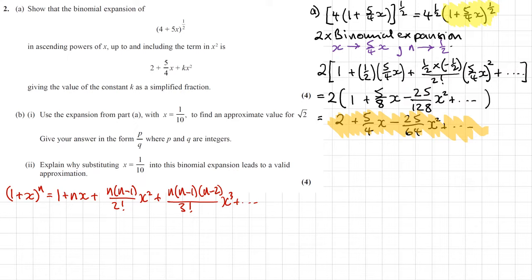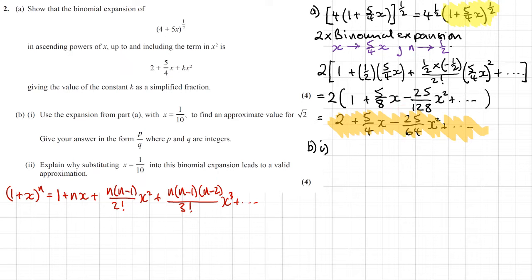Part B. And the first part of part B. Using the expansion from part A with x equals 1/10 to find an approximate value for the square root of 2, giving your answer in the form p over q, where p and q are integers. Right, so first of all, I'm going to put in the actual value to see what it gives me the square root of. It may not necessarily give me the square root of 2, so I may need to manipulate what I get when I put the value into the expansion.